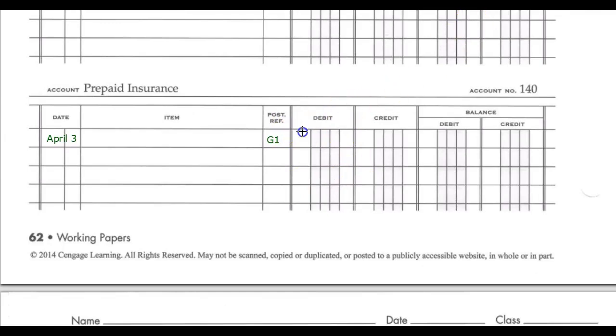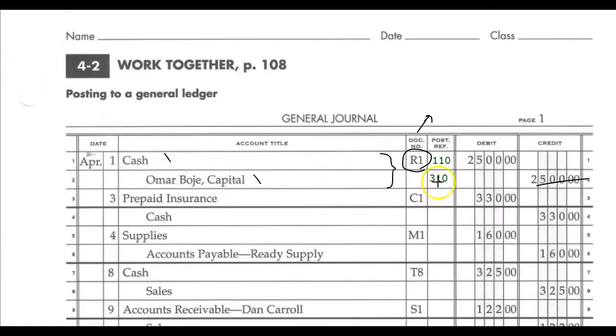So we will debit for $330. Do we carry the balance over? Yes, we do. Is the balance a debit or a credit? There you go, $330. Go back here, remember your account number of 140. Did we post this? Yes, we did. We put in our account number of 140. That was the account number, right?